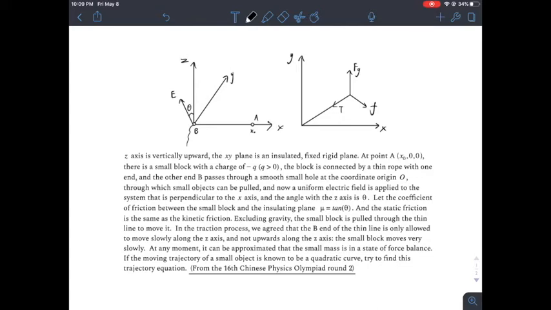In the traction process, we agree that B and the thin line are only allowed to move slowly along the z-axis, and not upward along the z-axis. The small block moves very slowly, so at any point it can be approximated as a small mass in a state of force equilibrium, force balance. If the moving trajectory of the small object is known to be a quadratic curve, try to find its trajectory equation. So we need to find its trajectory equation.